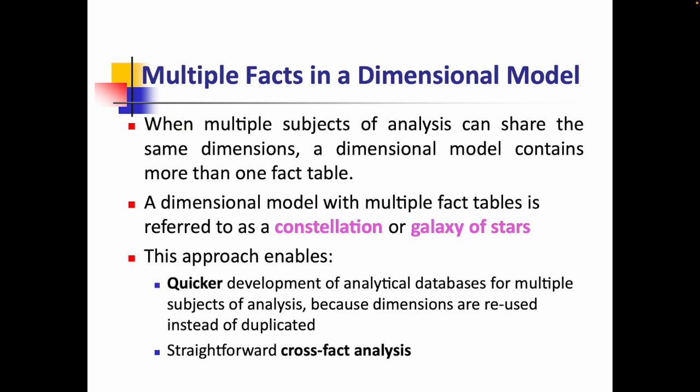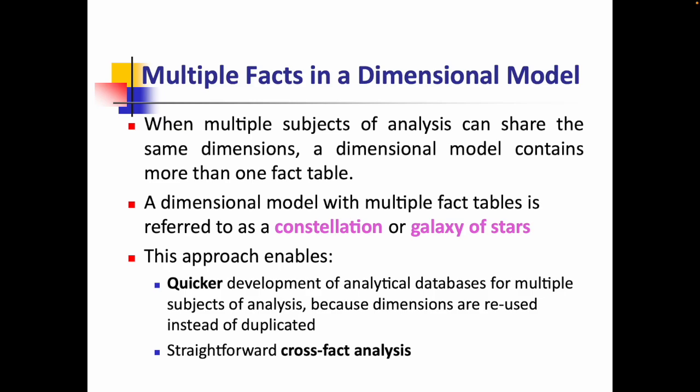And we can have multiple facts in the dimensional model. What I covered so far is that we had one fact table. For example, we had sale, which was our unit of analysis, the subject of analysis. And then we said, okay, dimensions are all the information that is relevant to that subject of analysis. For instance, if your subject of analysis is sale, then your dimensions are product, customer, time, location, and so on.